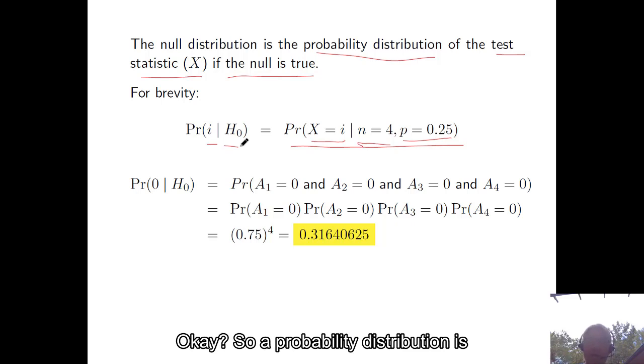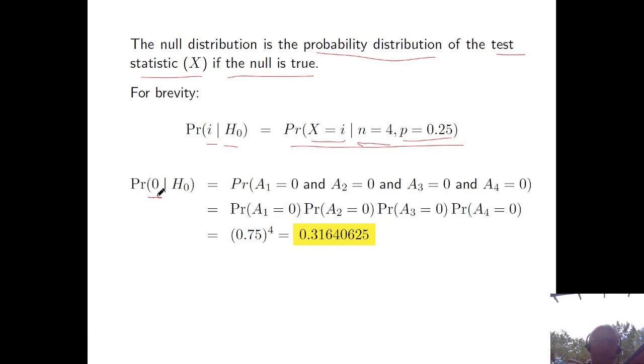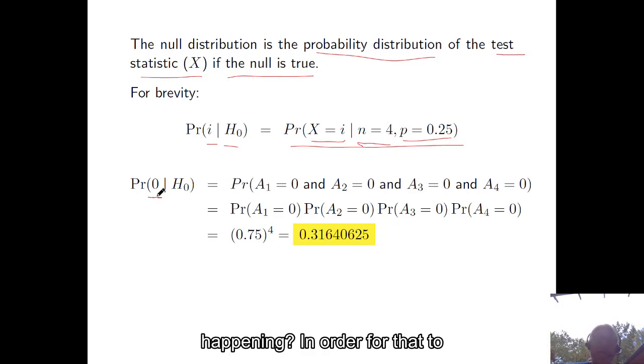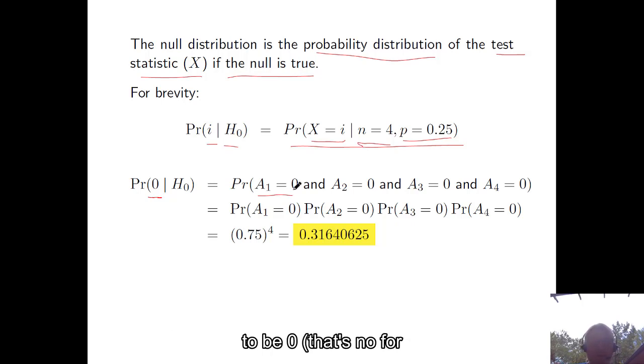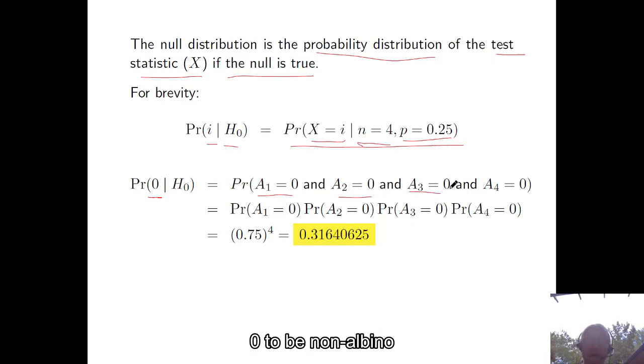Okay, so a probability distribution is a probability assignment of every possible value in the sample space. So we just need to start walking through the possible outcomes. You could get 0 mice with albinism in your cross. What's the probability of that happening? In order for that to happen, the first one is going to have to be 0, so that's no for albinism. The second mouse is going to be 0 for albinism. So I'm using 0 to be non-albino and 1 to be albino. So all 4 of them will have to be non-albino mice. So what's the probability of that?